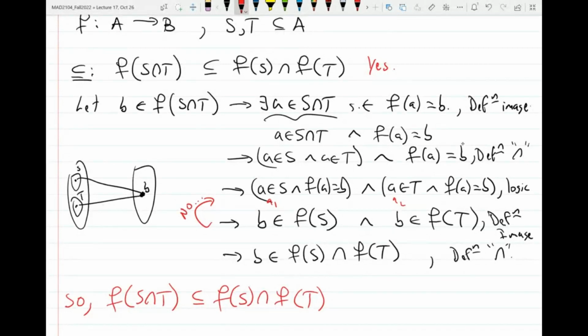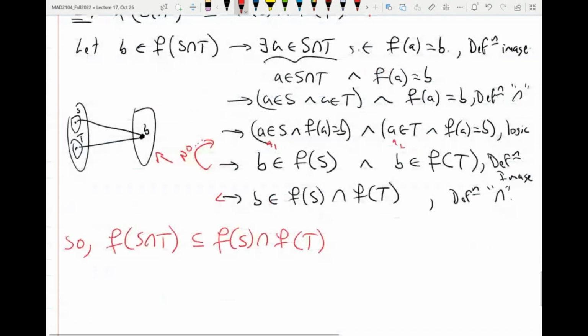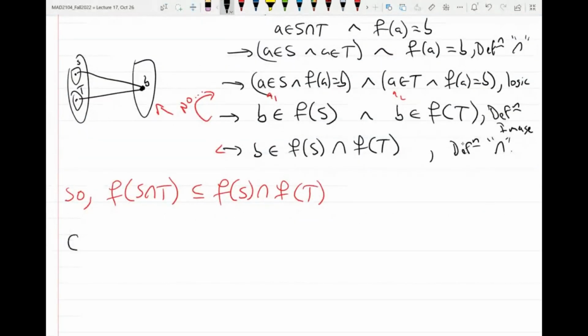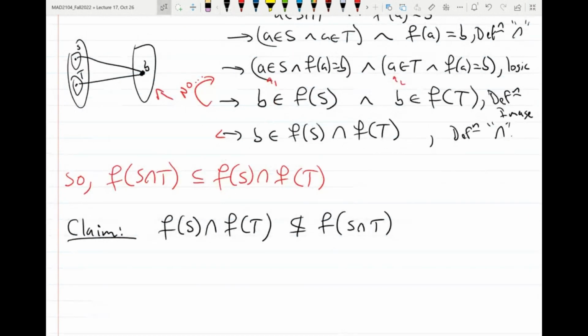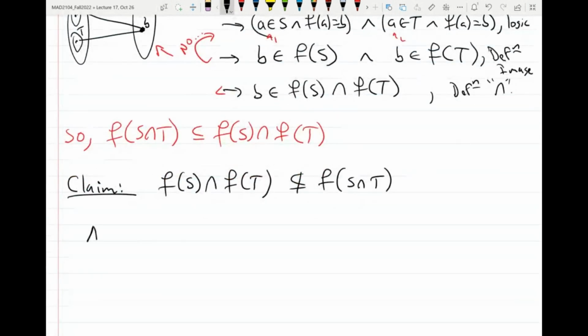So this doesn't work. You could reverse here nicely, but then if you try to go from here to here, it's not going to work. And we're going to build on this for that. Okay? So claim: the intersection of the images is not a subset of the image of the intersection. Now, of course, to argue this, you need to produce a counterexample. I'm just going to keep it as simple as possible. So let's take a look at that picture over there, and then let's just make it work like so.